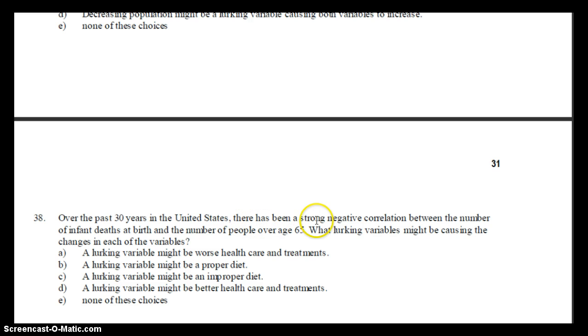38, there is a strong negative correlation between the number of infant deaths at birth and number of people over 65. A negative correlation. This means they're not moving in the same direction. The infant deaths at birth have been going down. There's been less of those. The people over 65 have been going up. There's more of those. What could cause that? And that's better healthcare and treatments is going to have less births and then more people over 65. And that's a negative correlation, means they're moving in opposite directions.